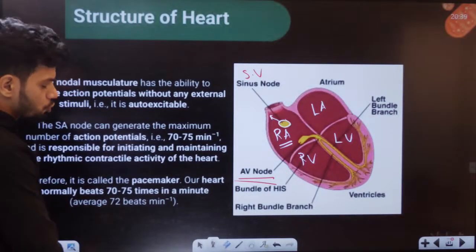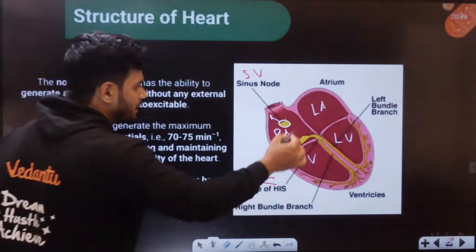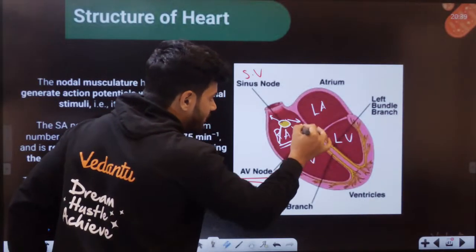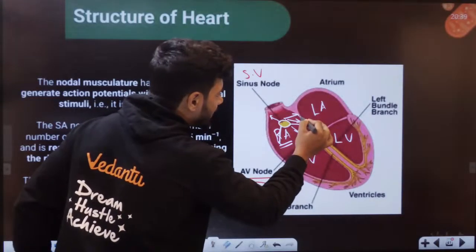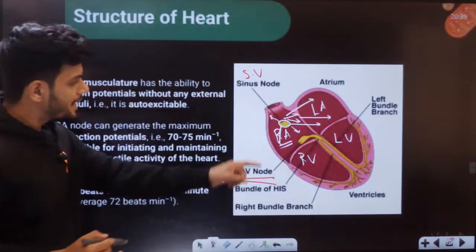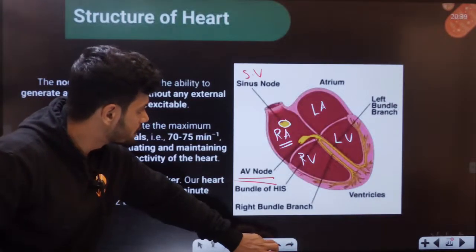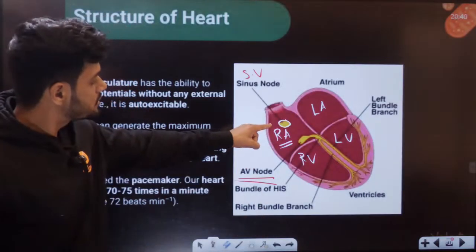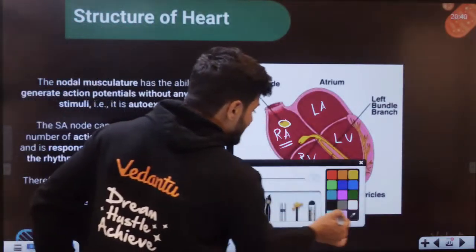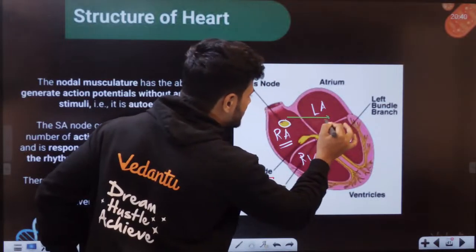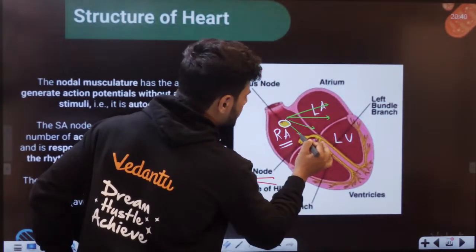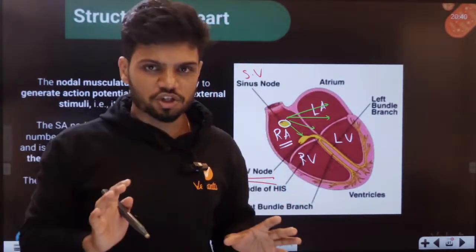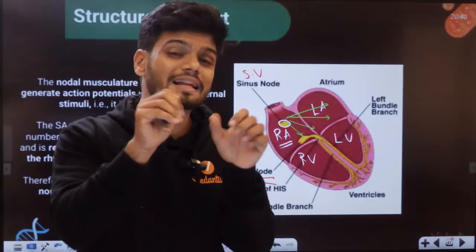Now what will these two nodes do, students? First of all, this node will produce an action potential, and this will trigger a response in the entire atrium. So this SA node here will release signals. It is also called the pacemaker. This node will send signals throughout the atria, signals for contraction or relaxation. So the SA node is sending all the electrical signals.